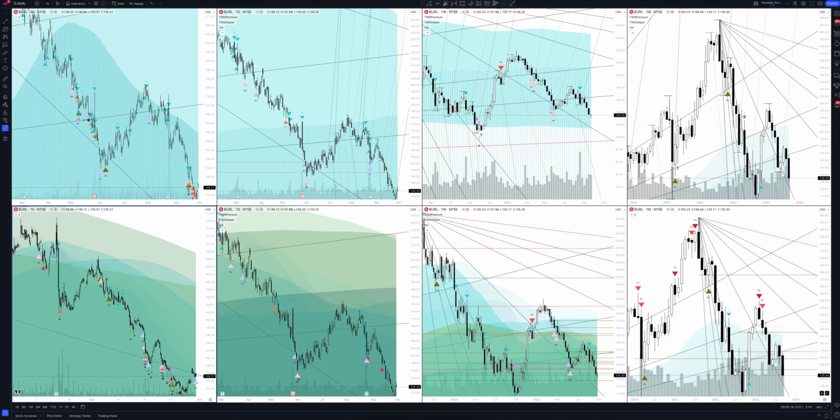Today we will take a look at Burlington Stores Inc. stock. Let's analyze the market situation and find out how you can make money on it. Let's start.